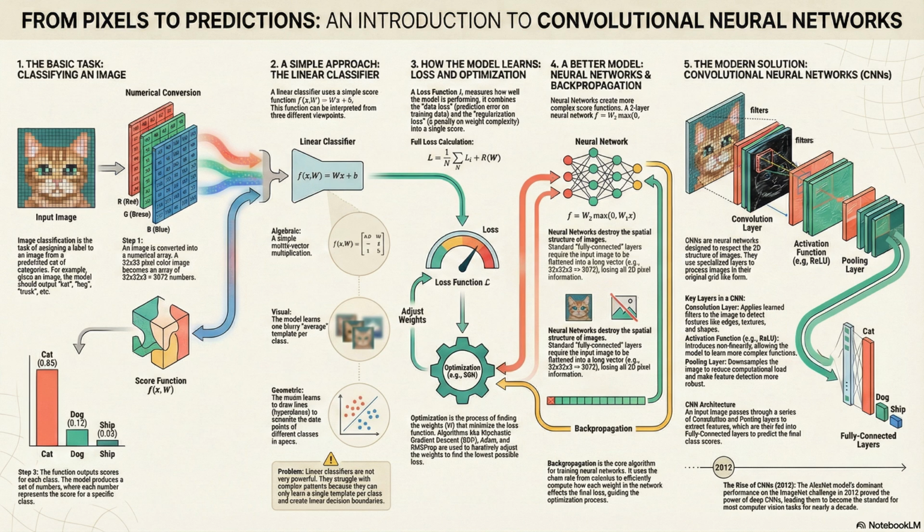The model is literally carving up the data space and saying, everything on this side of the line is a cat and everything on the other side is a dog. The linear function guarantees those boundaries are always straight.